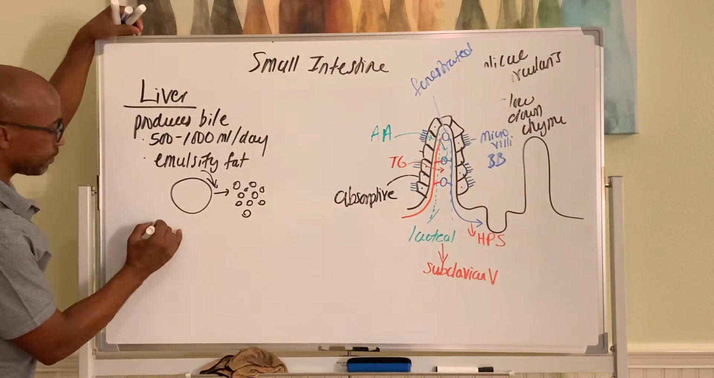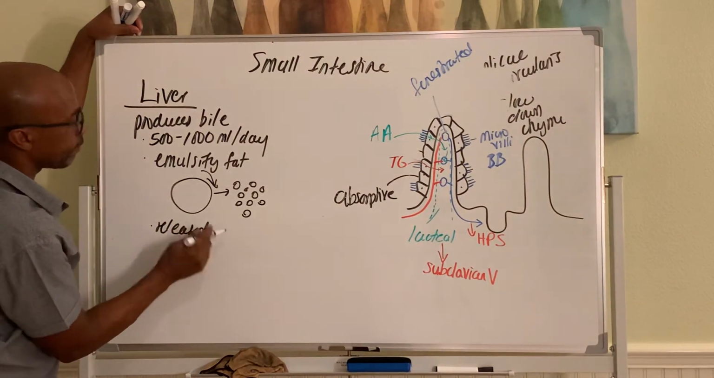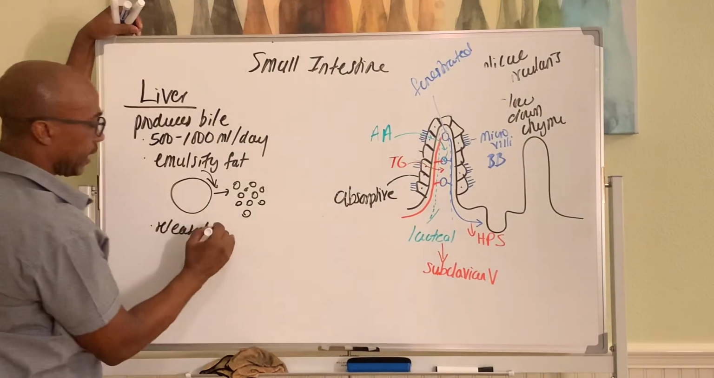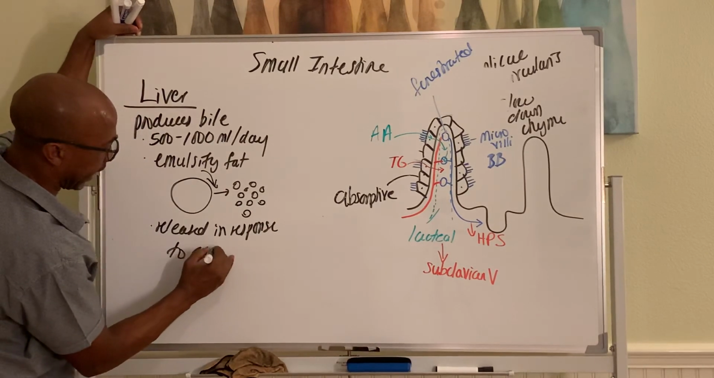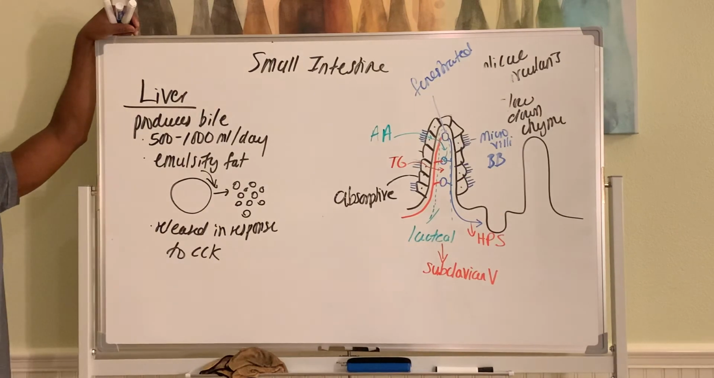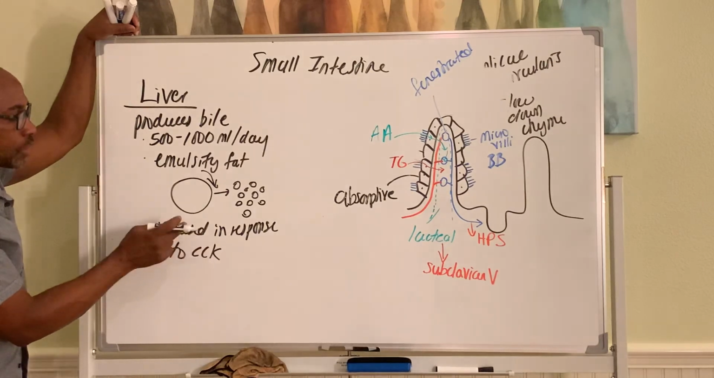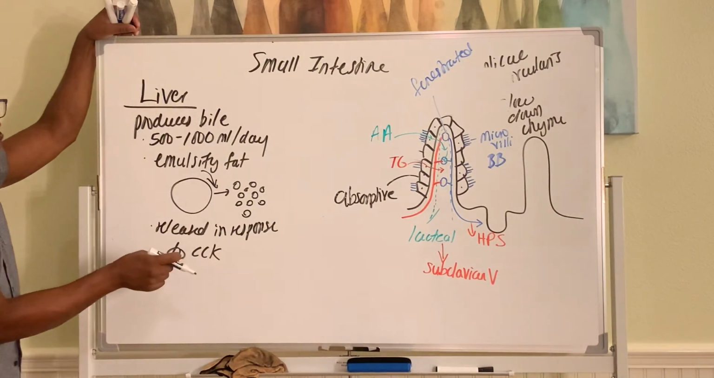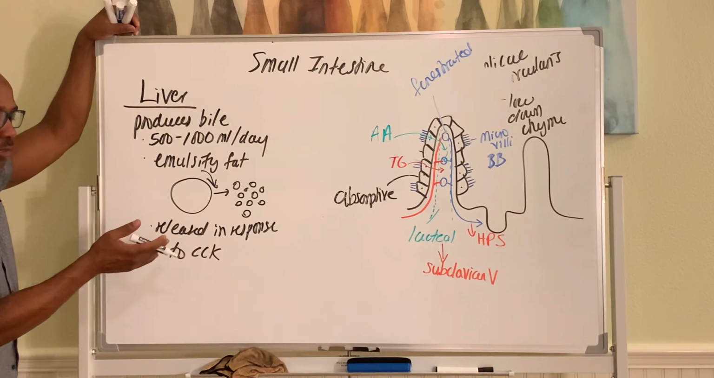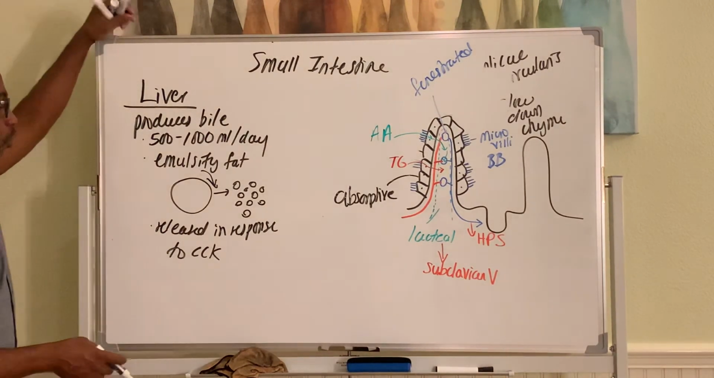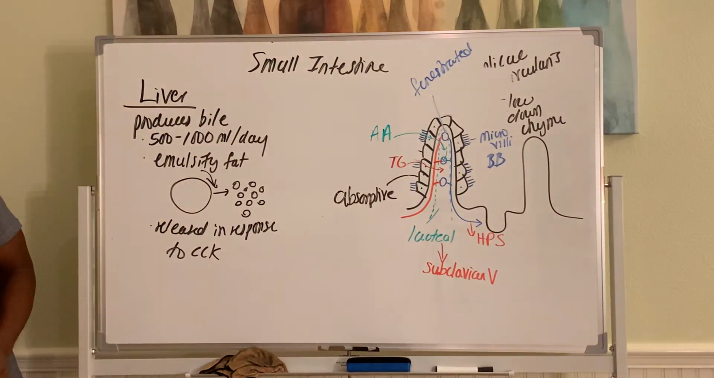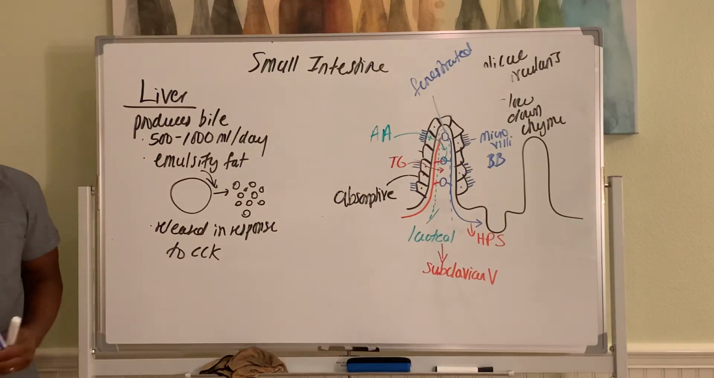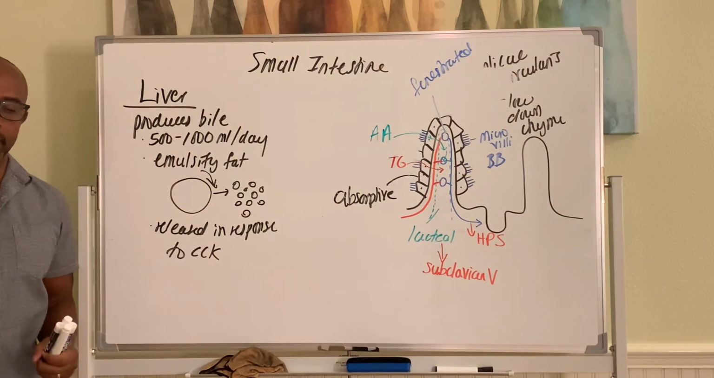And bile is released from the liver or the gallbladder in response to CCK, which is made by your duodenum. When there's fat in the chyme that enters the duodenum, it makes CCK to tell the liver to send bile down because fat is now down here to be used. Okay, so that's how the bile works, and why it's released when it's released. All right, we'll pause there and then we'll hit the pancreas next.